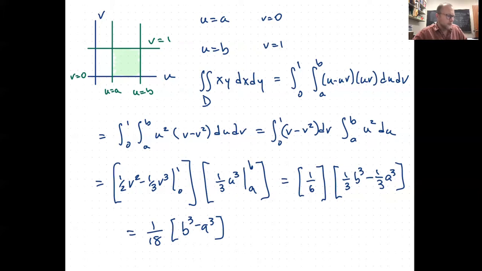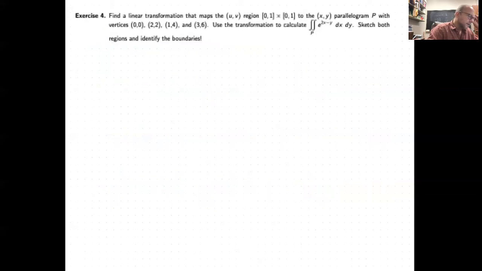So I hope that worked out. And then we're going to charge right on to another one. All right, so the next one asks us to find a linear transformation that maps the UV region 0, 1, 0, 1 to the XY parallelogram P with the vertices.